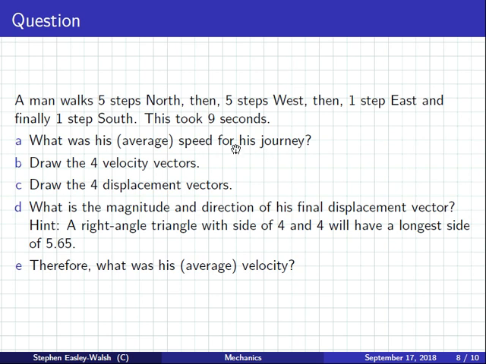So what's the formula for speed? Distance over, what is it? You should have it in your notes. Distance over time for speed. So what's the distance here? How many steps did he take? Well, let's see, 5 plus 5 plus 1 plus 1, 12. And what's the time? 9. So it's 12 over 9 steps per second is the answer. Can you calculate that, please? The first one.